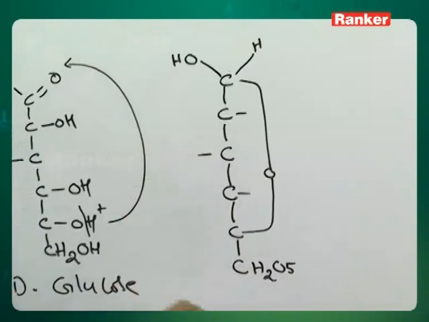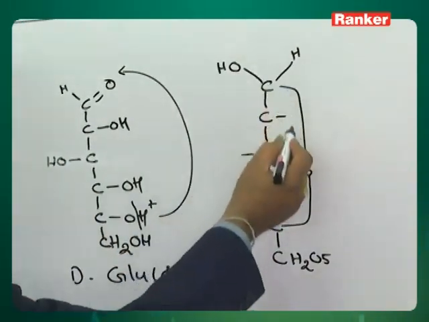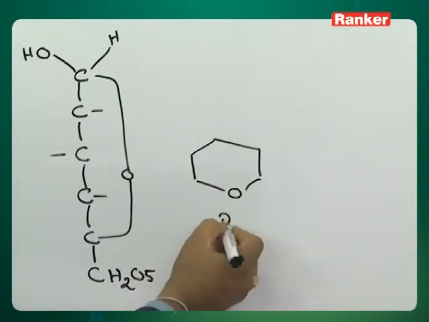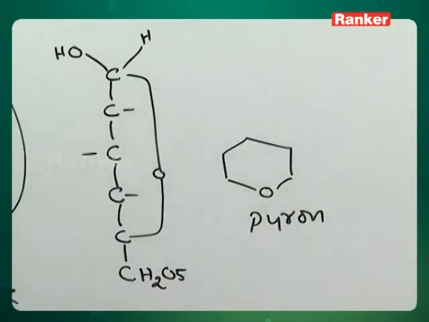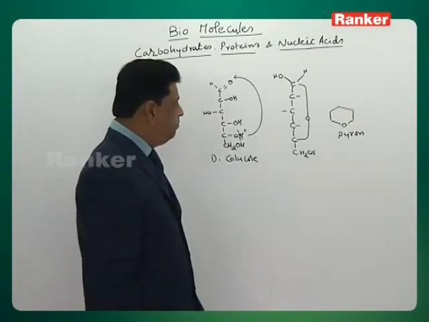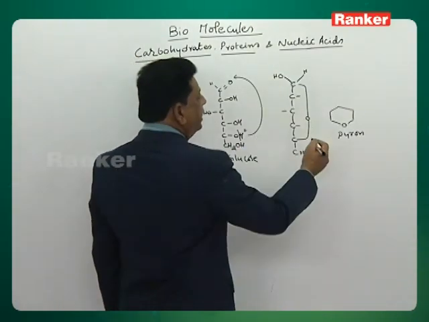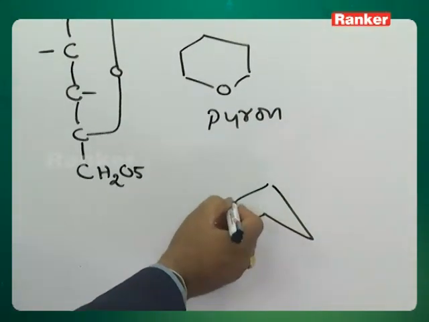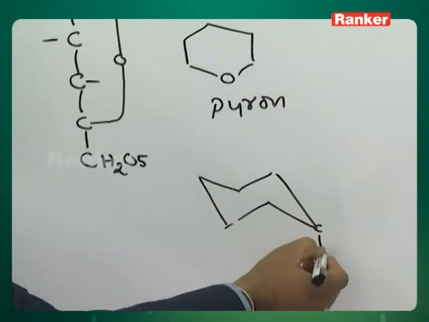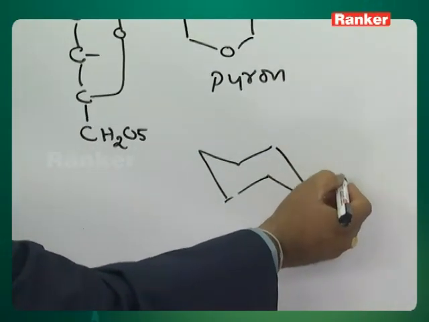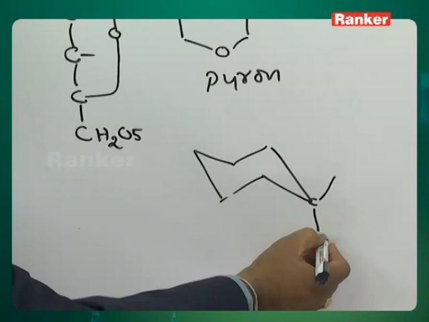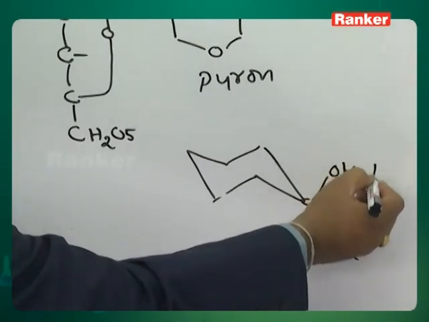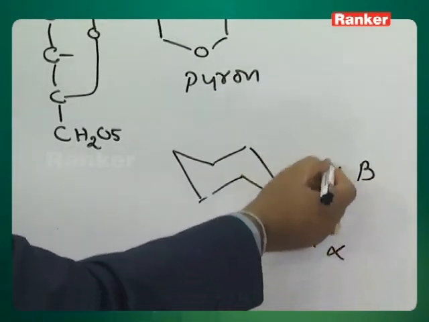This type of ring formation is a 5-membered carbon ring with one oxygen, which is called a pyran ring. So, therefore, a pyran ring is there. And if I write it in the chair form like this, on the first carbon, if the OH is down, or if the OH is up, this is the only difference here. If the OH is there, it is called alpha. If the OH is here, it is called beta. Either one only, either this one or that one.